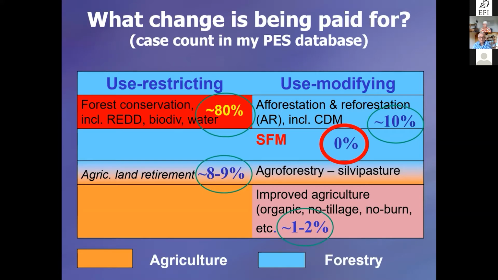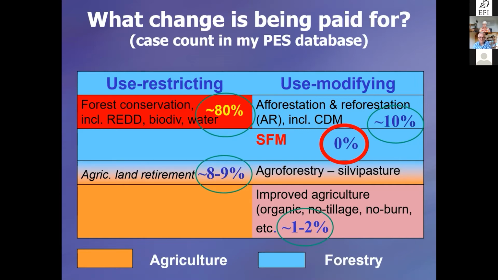Another question is, what is actually being paid for in these PES schemes? And this is without claiming to be representative, but just looking at my PES database and making a case count, not a hectare or dollar count. What we can see is we can classify these in whether they're in agriculture or in forestry, but also whether they are use restricting. You're paying people for not doing something, or you're paying them for use modifications, such as to plant trees or to make terraces in your agricultural landscape, etc.